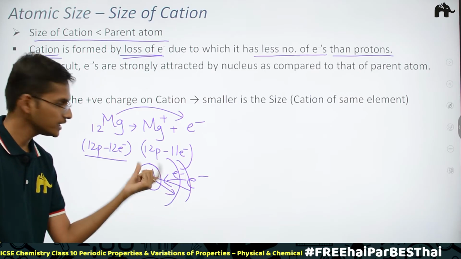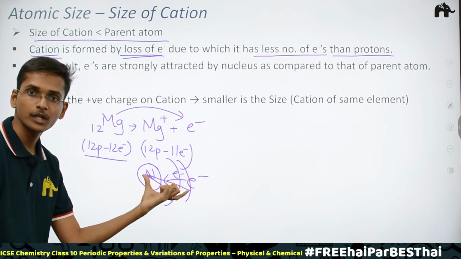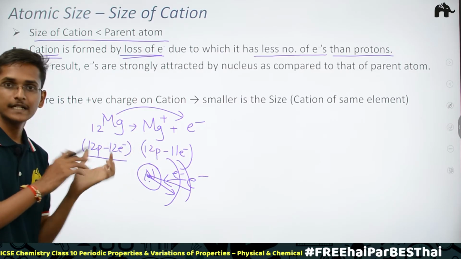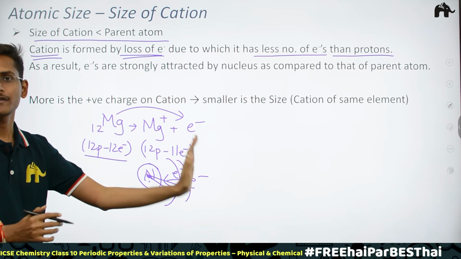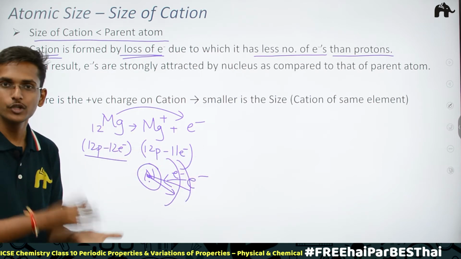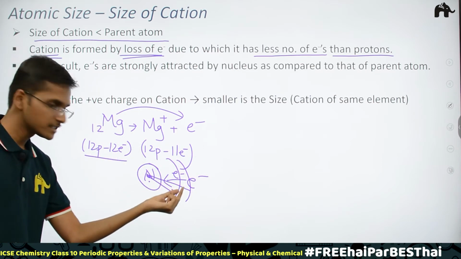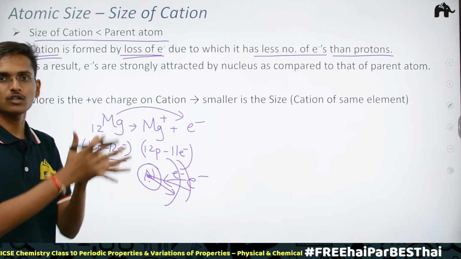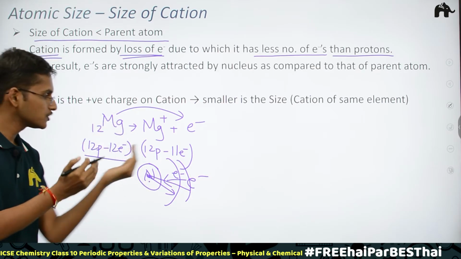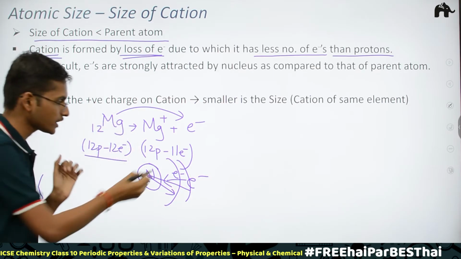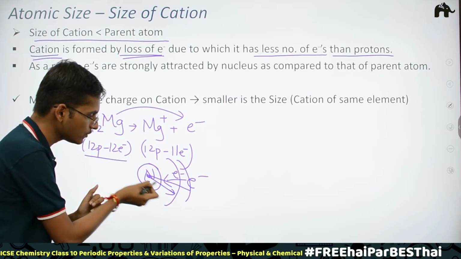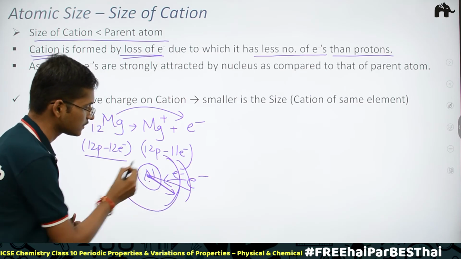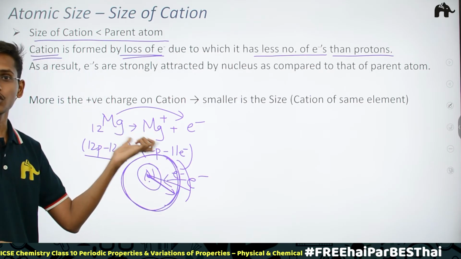to the atom. In the case of the atom, the distance was this much. But when it formed an ion, it had 12 protons, the same number of protons, but the number of electrons reduced. That's why the nucleus started pulling the electrons more strongly. Since it pulled the electrons more strongly, the electrons in the outermost shell came closer. So the outermost shell itself came closer, and the distance between the nucleus and the outermost shell reduced. So the atomic size is found to be reduced in the case of cations.